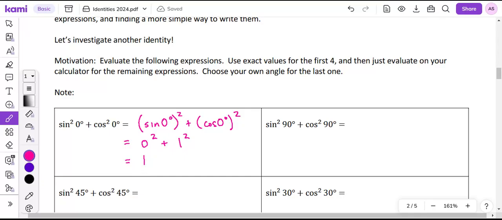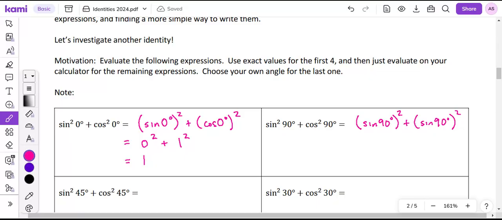Let's do sine squared of 90 degrees plus cosine squared 90 degrees. So again, you can use your calculator for this one. You could use the unit circle too. 90 degrees is (0, 1). So the sine of 90. And maybe for this one too, just to get you used to this notation, I'll write this out one more time. This is not necessary. I'm just trying to reinforce this new notation. It's the first time you guys have seen this before.